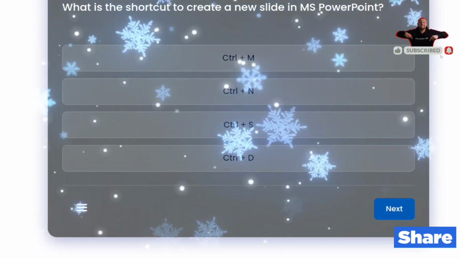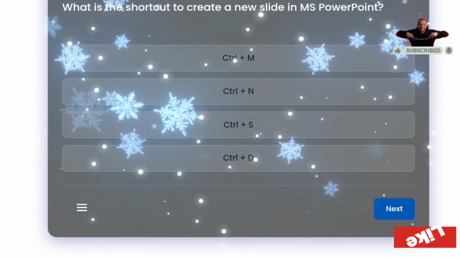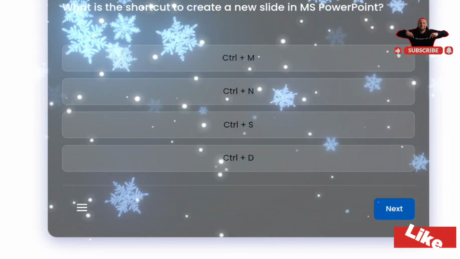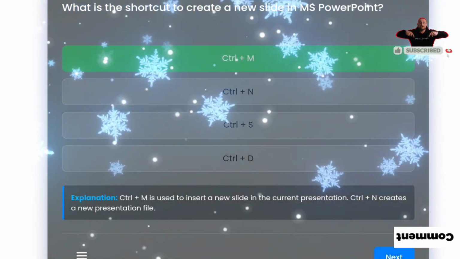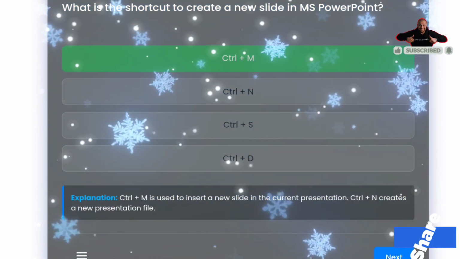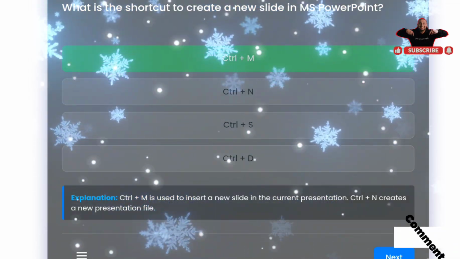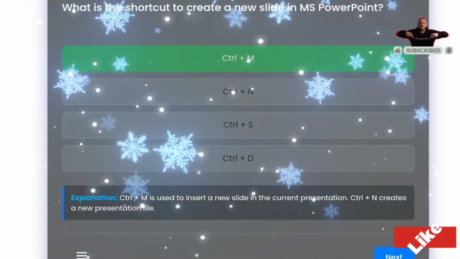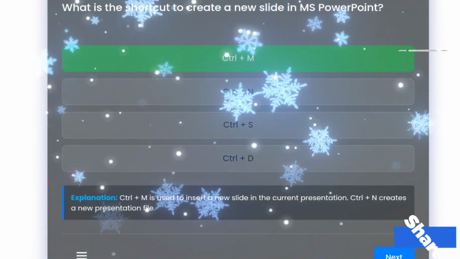What is the shortcut to create a new slide in MS PowerPoint? PowerPoint. That's Control M. Control M is to insert a new slide in the current presentation. Control N creates a new presentation.